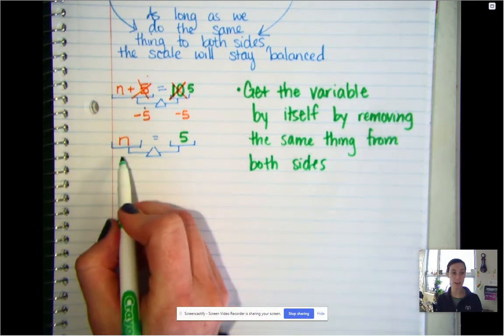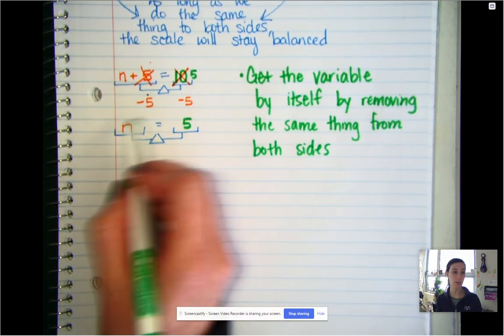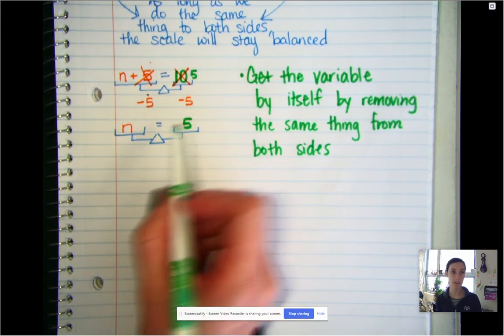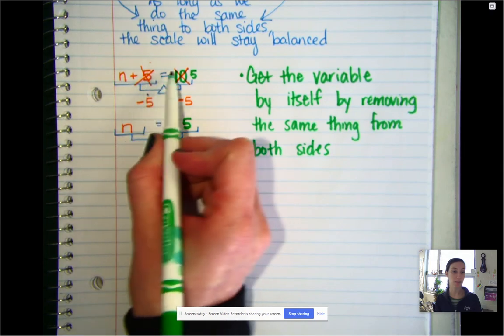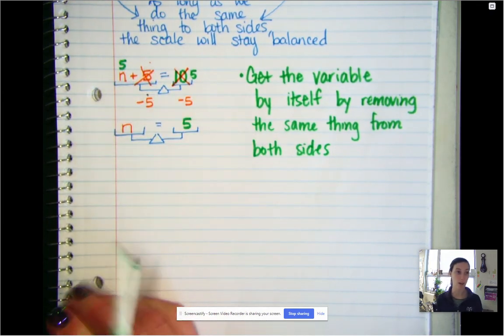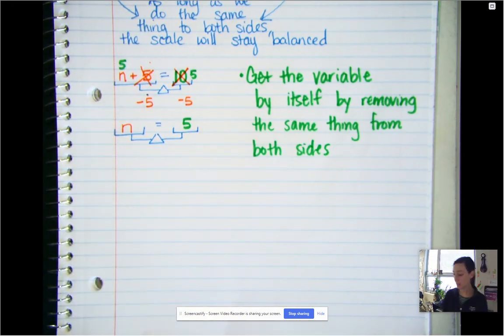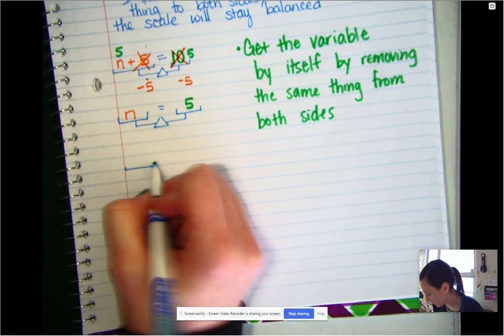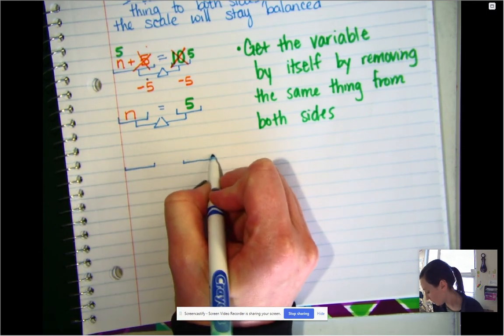Then whatever is on the other side of the scale when the variable is left over is what the variable is worth. So in this case, n plus 5 equals 10, 5 plus 5 equals 10. N was worth 5 all along. Sometimes, and this is maybe 10% trickier, but really not bad.